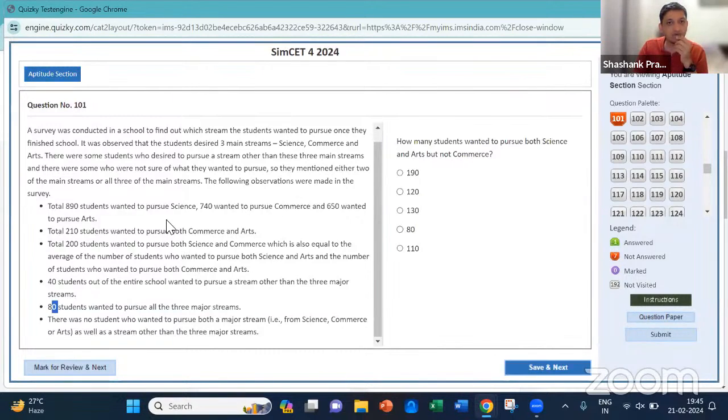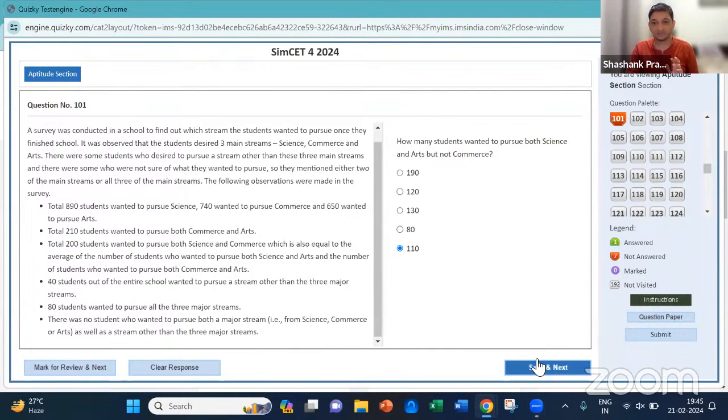Okay, science and arts, but not commerce. That is the question. Okay. So 190 wanted to do both. And 80 wanted to do all three. So I'll go with 110 here. Idea is very straightforward. 210, 200 is the average. So 190 is science and arts, right? But 190 science and arts also includes all three, which is 80. So 190 minus 80 is 110.